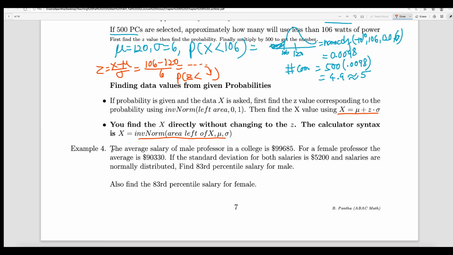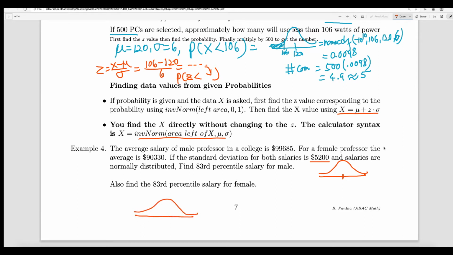Let us do example number 4. The average salary of a male professor is 99685. For a female professor, the average is 90330. If the standard deviation for both salaries is 5200 and salaries are normally distributed, find the 83rd percentile salary for male. So what do you mean by 83rd percentile? That means what is the X value? This is for male. I will make it different for female.